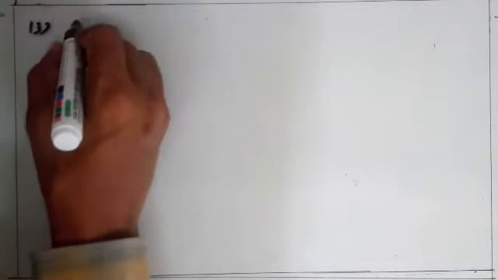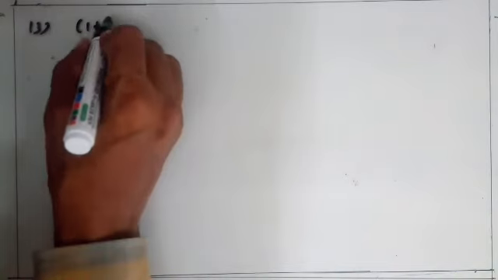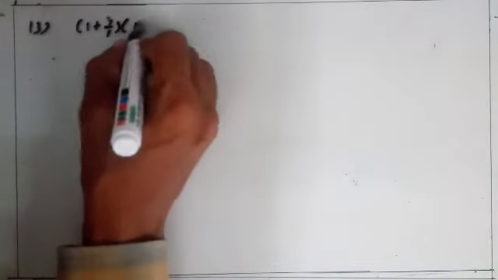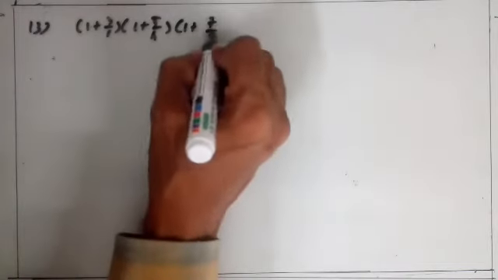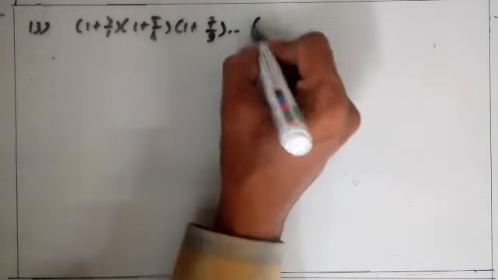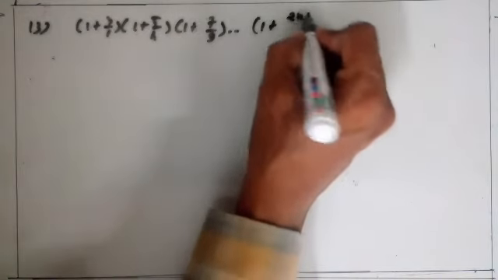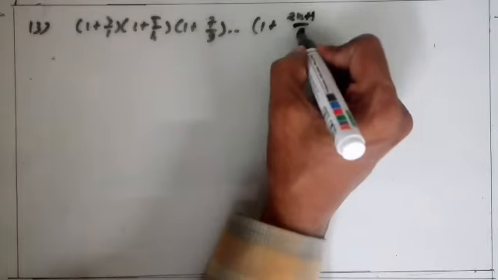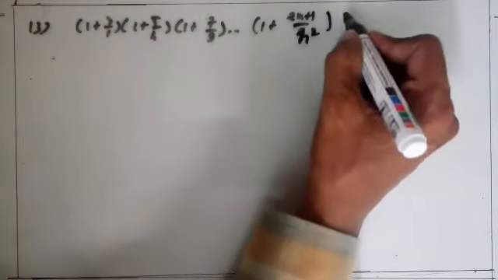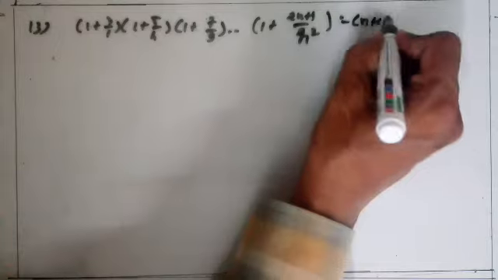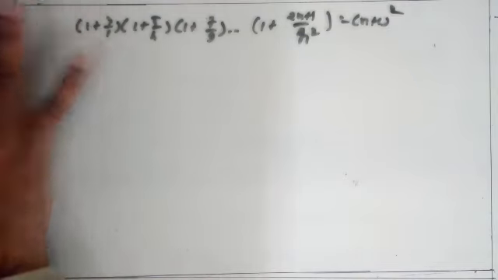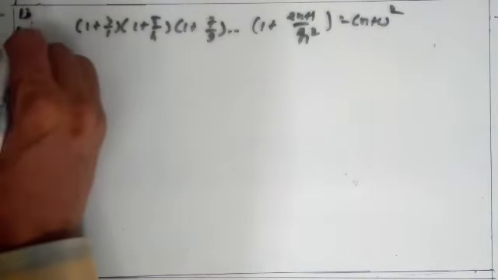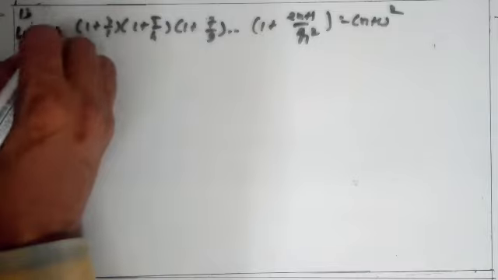Now the next question, number 13. Prove that (1 + 3/1)(1 + 5/4)(1 + 7/9) up to the last term (1 + (2n+1)/n^2) is equal to (n+1)^2. Suppose this is equal to Pn. Let Pn be this.